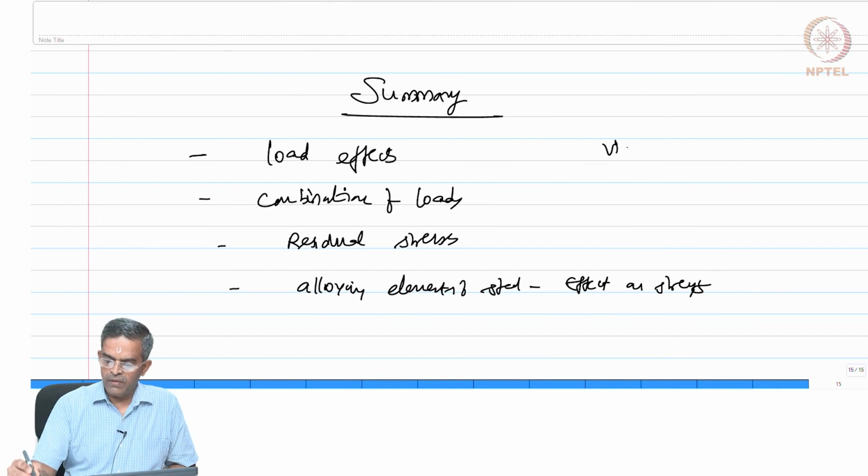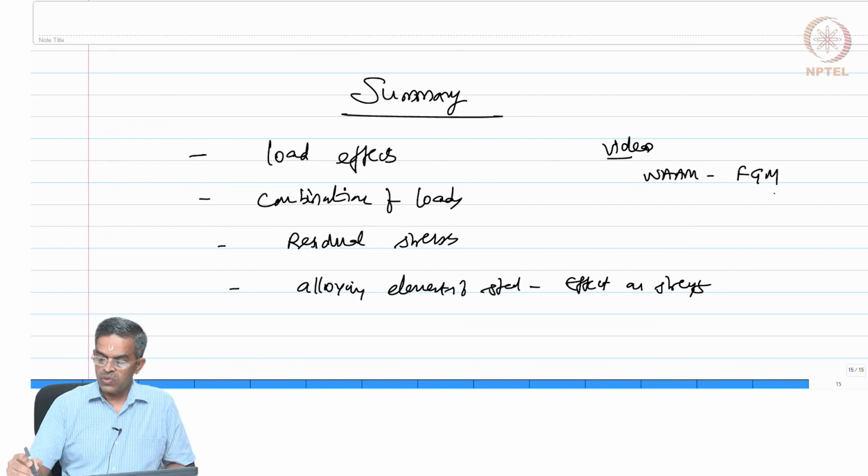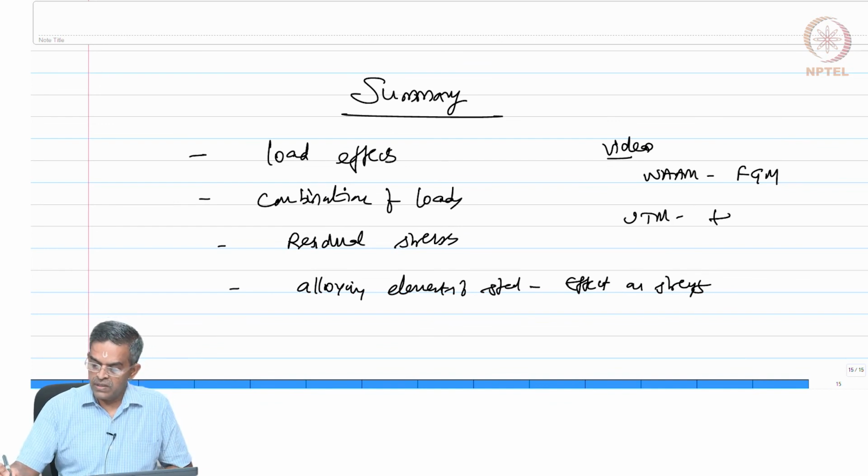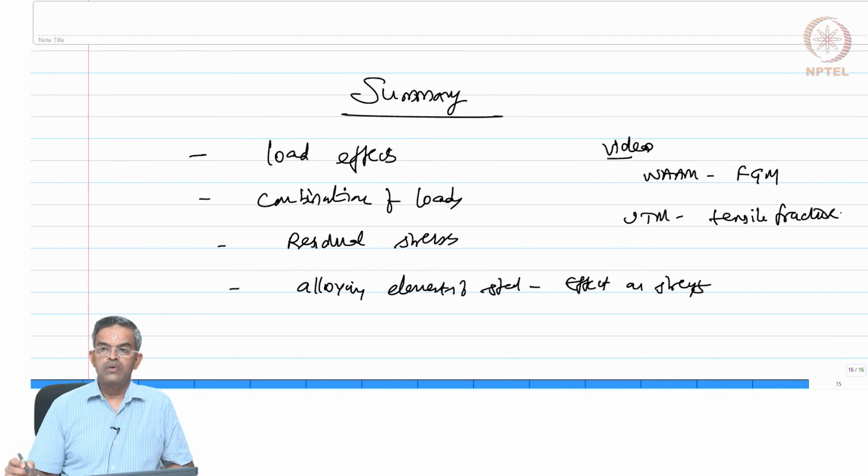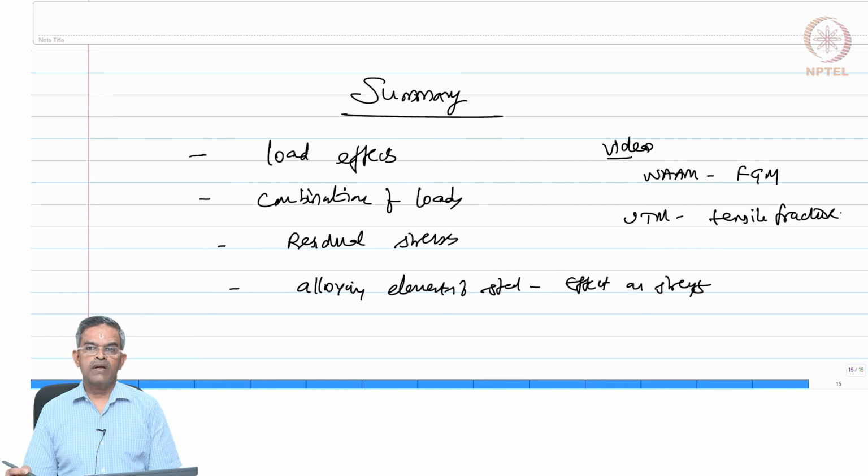We have also seen a video which shows the wire arc additive manufacturing of FGM, and we also saw how the FGM breaks in UTM, which is a tensile fracture, similar to a homogeneous material like mild steel. So, friends, this is what we wanted to add at this particular point of time in this lecture.